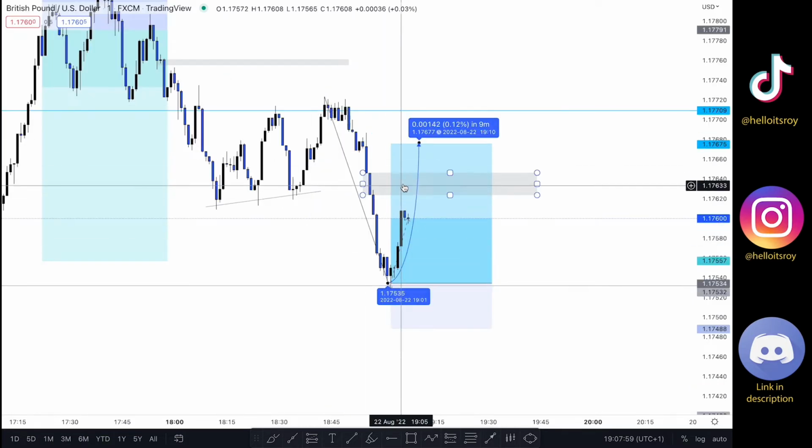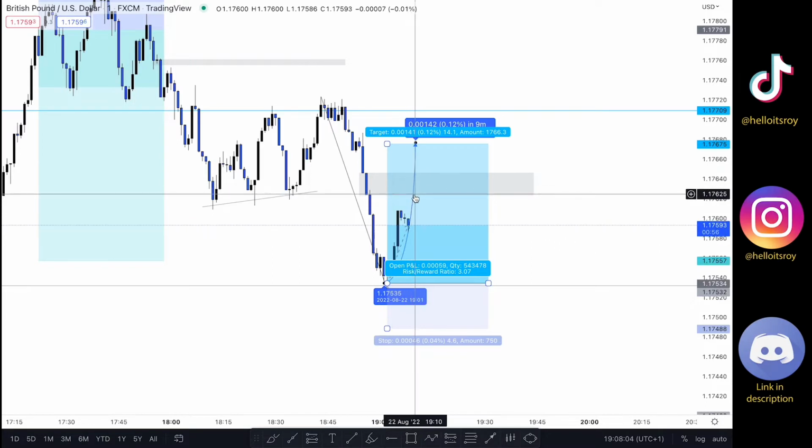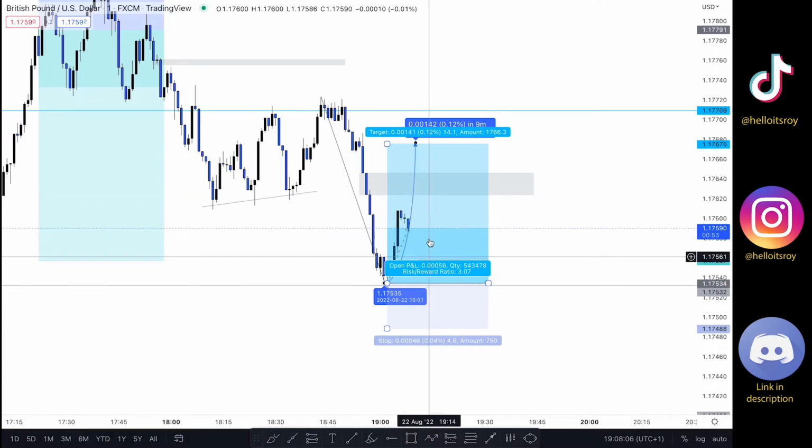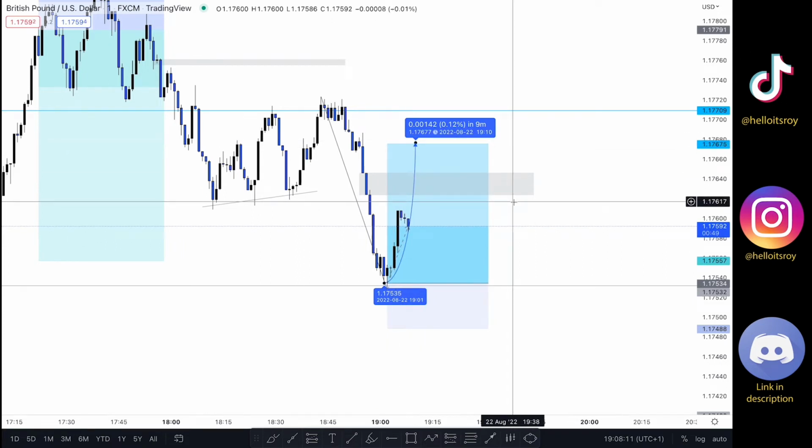GBPUSD, as you can see here, pushed through to the upside. I'm waiting for GBPUSD to tap into this area right here. I will take partial profits at this area and set my trade at break-even point, and then my target will be this area right here, as I told you before. Let's see how this goes.